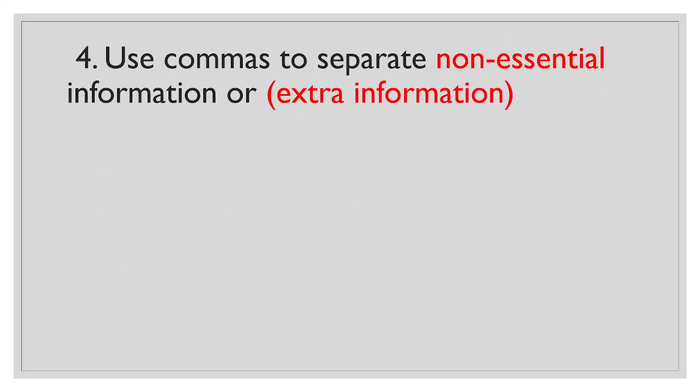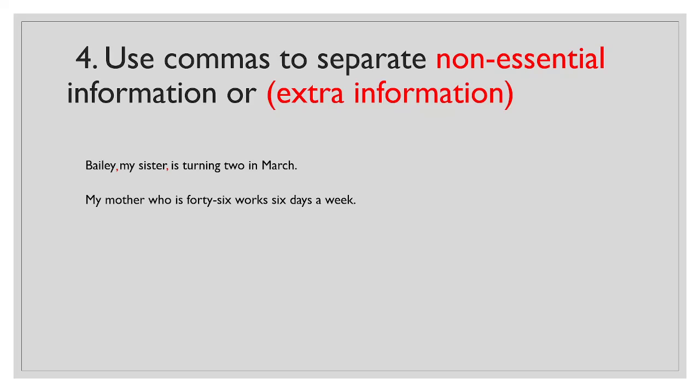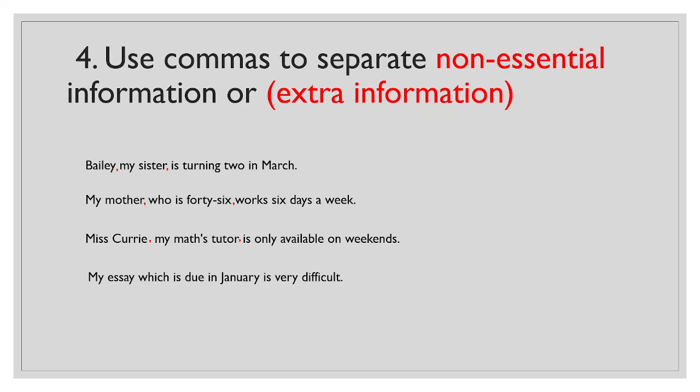You can use commas to separate non-essential or extra information. So Bailey, my sister, is turning 2 in March. So Bailey is turning 2 in March makes sense on its own. My sister is the extra information, so the commas go around it. My mother, who is 46, works 6 days a week. Miss Curry, my maths tutor, is only available on weekends. My essay, which is due in January, is very difficult.